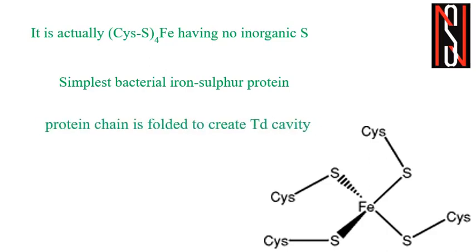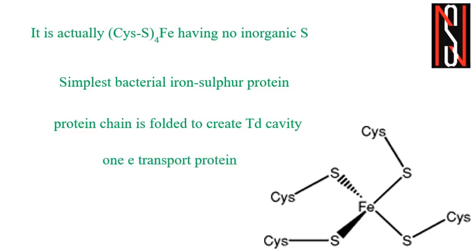Here the protein chain is folded to create a tetrahedral cavity by 4 cysteinyl moieties, at the center of which the iron resides. It will be in either +2 or +3 oxidation state, and it is again a 1 electron transport agent. Why 1 electron? Because in ferredoxin we have already learned that ferredoxin acts as a 1 electron transport protein.